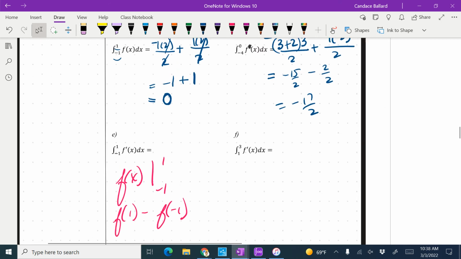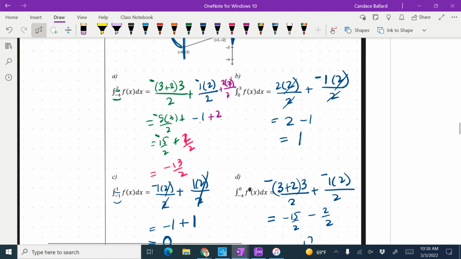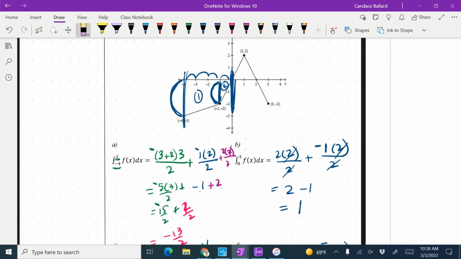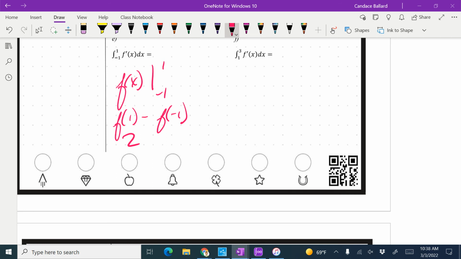So let's go back to the graph and let's find f of 1. Remember, this is like reading the y value. We've done this a whole bunch of times this year. So f of 1 is what? 2. What was f of negative 1? Negative 2. So 2 minus negative 2 is going to be 4.